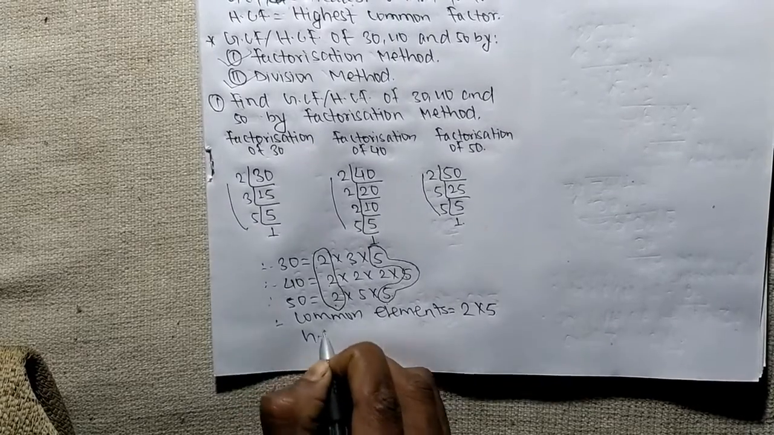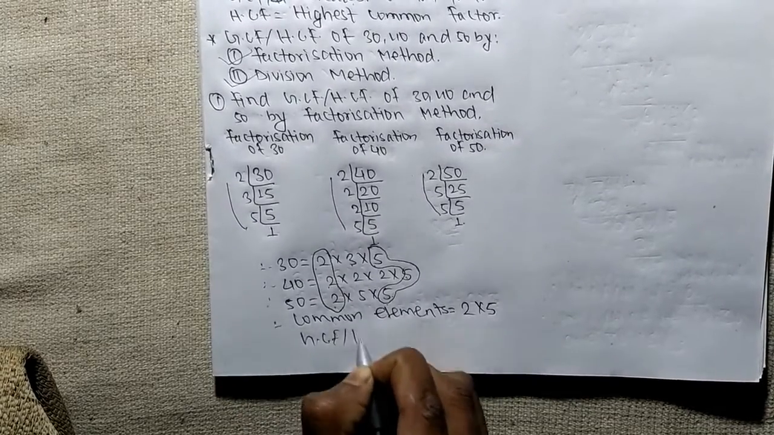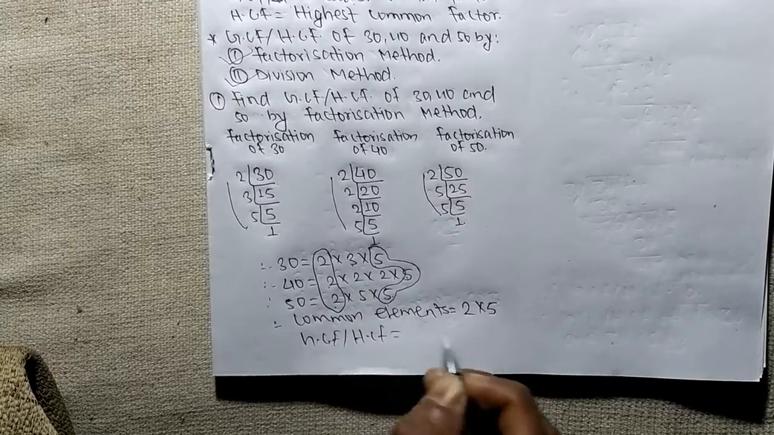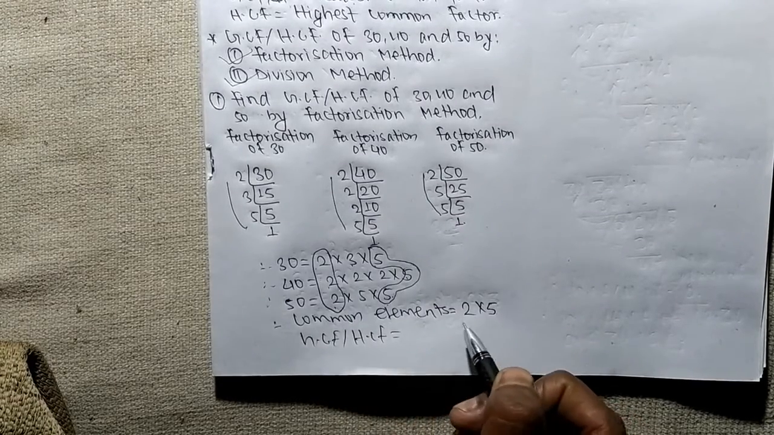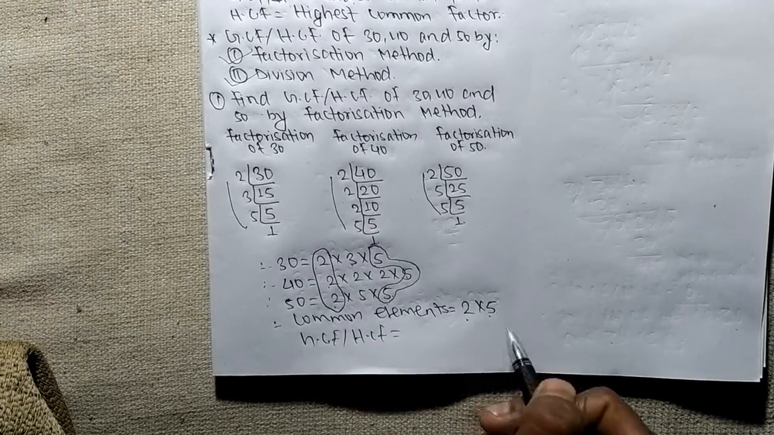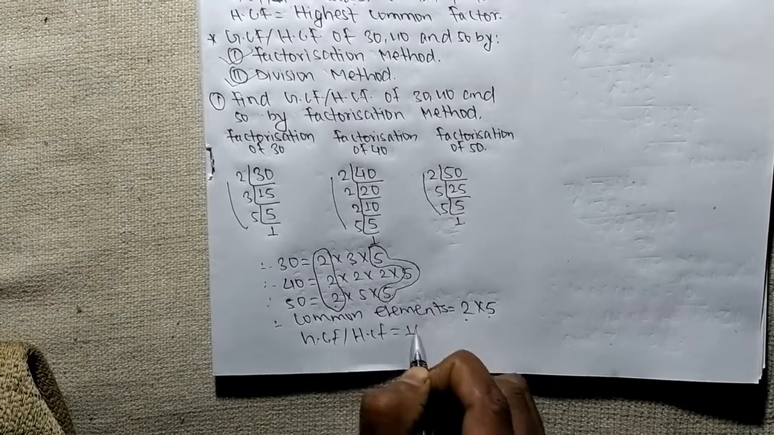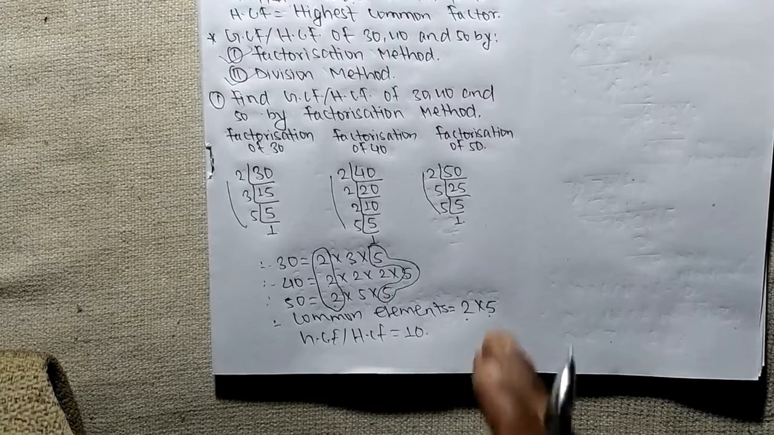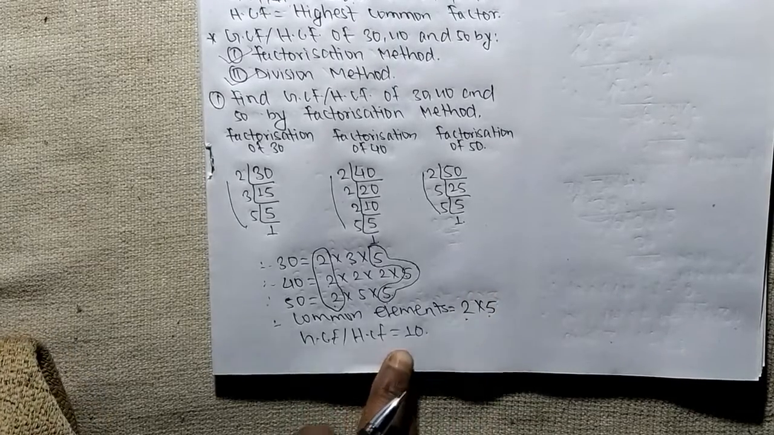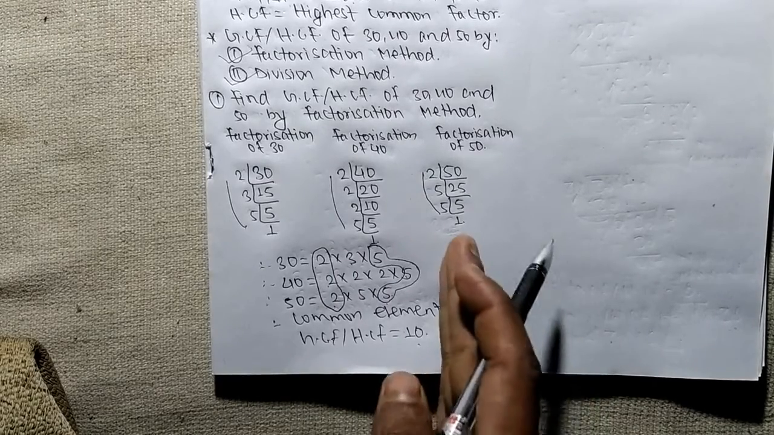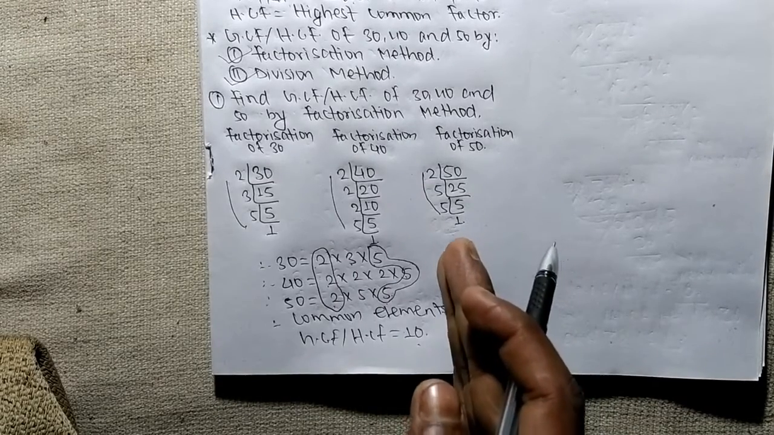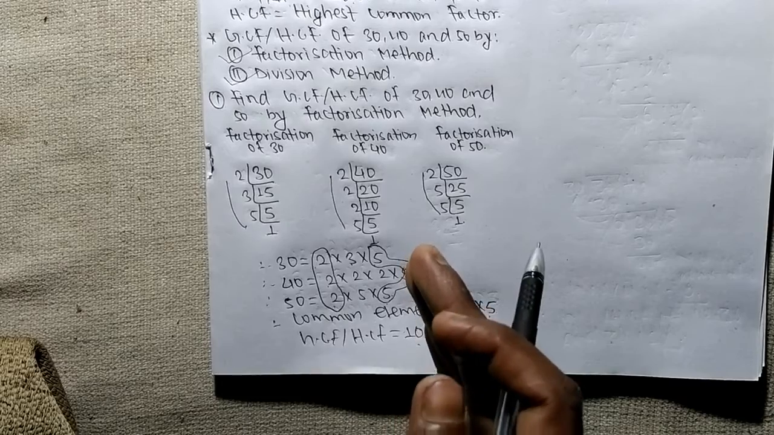So GCF or HCF, as you know, is the product of all the common elements. Here common elements are 2 and 5. So the product of 2 and 5 is equal to 10. So the GCF or HCF of 30, 40 and 50 is 10. In this way you can find out the GCF or HCF by the prime factors method.